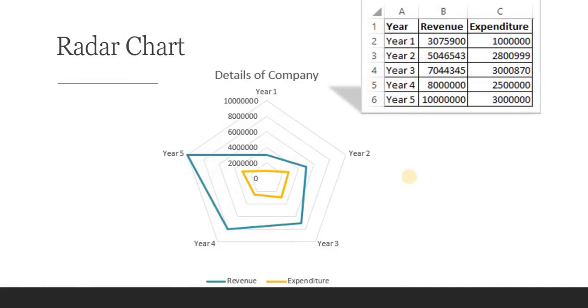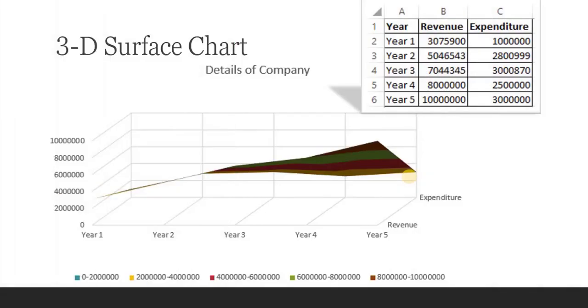A radar chart plots data in concentric circles. Each data series is plotted along a separate axis from the center point to the outer ring. Lines connect values from the same series. A 3D surface chart creates a three-dimensional view of the data. A topographic map is an example of this type of chart.